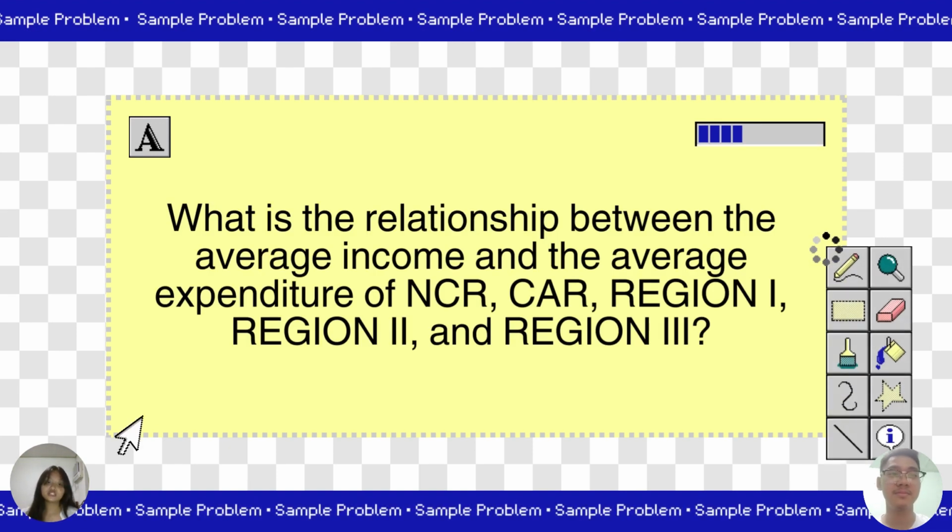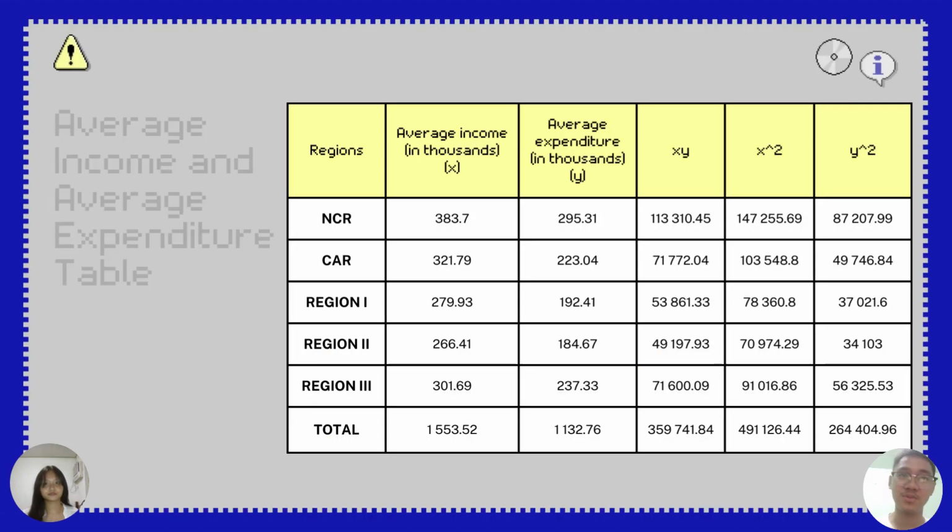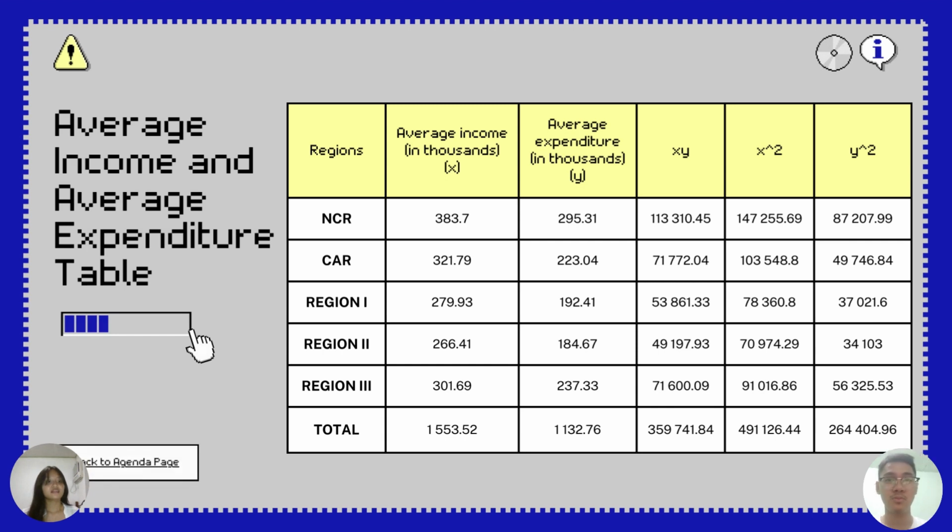What is the relationship between the average income and the average expenditure of NCR, CAR, Region 1, Region 2, and Region 3? Ano ba ang mga given values natin sa problemang ito? Let X be the average income of the region in thousands, and let Y be the average expenditure in thousands. After identifying the X and Y variables, we can compute XY, X squared, and Y squared so that it will be easier to use the Pearson's R formula later on.